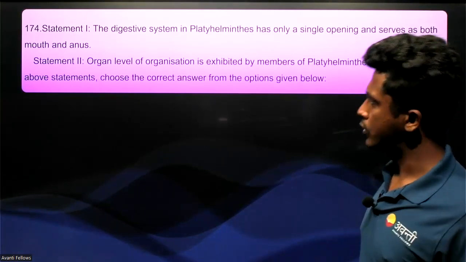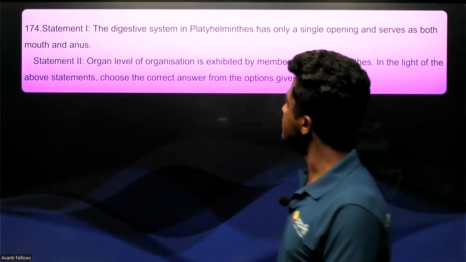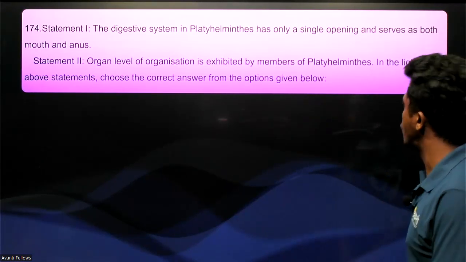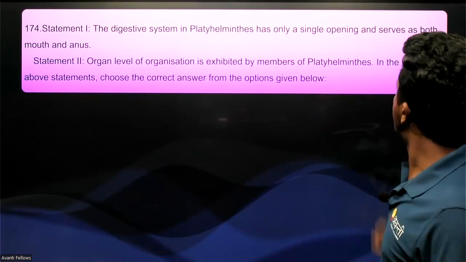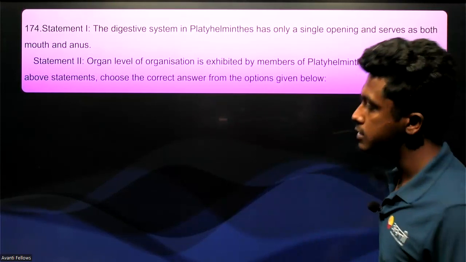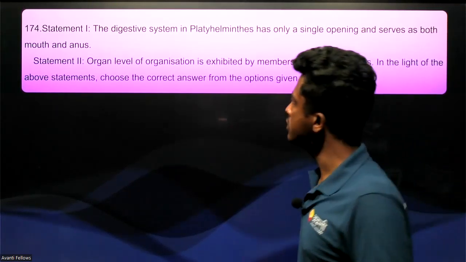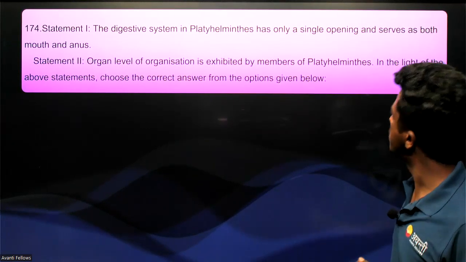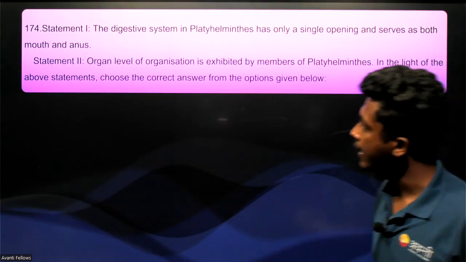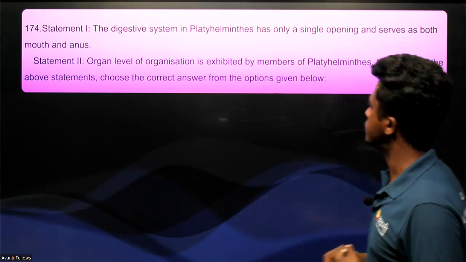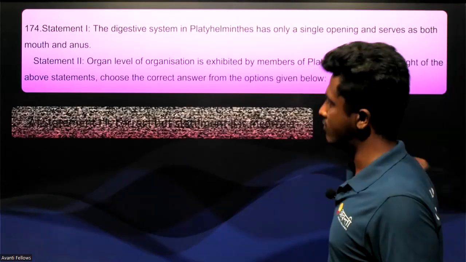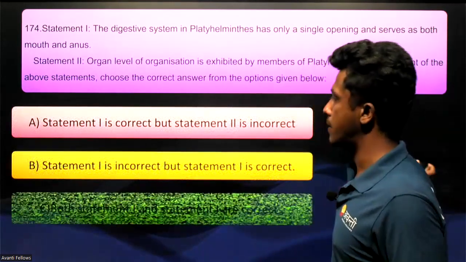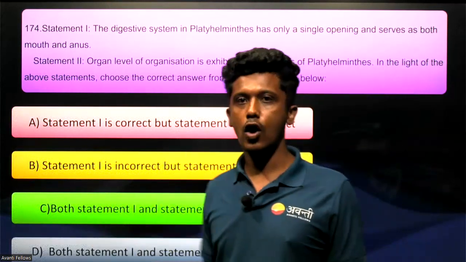So let's see the next question, 174. The digestive system in platyhelminthes has only a single opening that serves as both mouth and anus. Statement 2 says organ level of organization is exhibited by the members of platyhelminthes. In the light of the above statements, choose the correct options from given below. So obviously we have 4 statements which talk about which statement is correct, which statement is wrong.